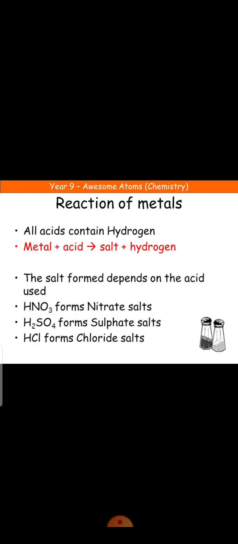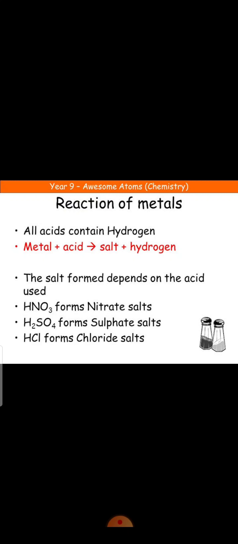Reaction of metals with acids. Students, acids are highly reactive with the metals. Now we know that all acids contain hydrogen. So when metals react with the acids, they produce salt and hydrogen gas. Now the salt formed depends on the acid used.